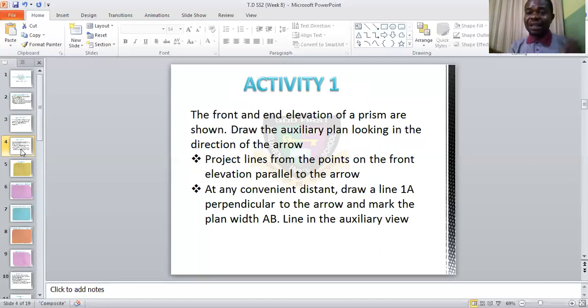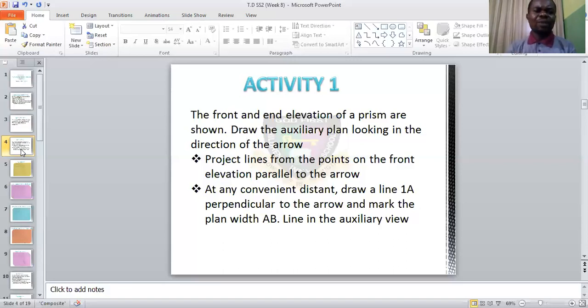Now, you see that two things: front elevation is shown, end elevation is shown. The auxiliary plan did not tell you the plan, but the auxiliary plan to complete that drawing, looking in the direction of the arrow, will be given to you. How do you do this? The steps are: project lines from the points of the front elevation parallel to the arrow. At any convenient distance, draw a line A1 perpendicular to the arrow and mark the plan with a plan width B. That is the width of the plan, AB. Whatever you get there is the auxiliary view.